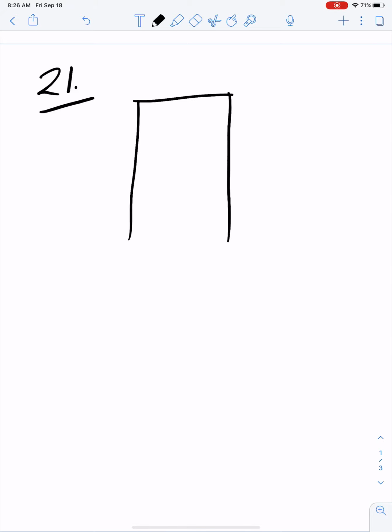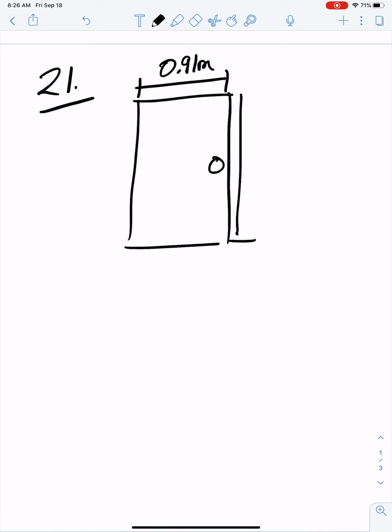Okay, so I want to start with a recording of problems 21 and 23. In 21, it says you have a door, and the door is going to be closed by a door closer that's attached to the top of the door frame. They tell us that the width of the door is 0.91 meters. Its height is about, I think, 2 meters.